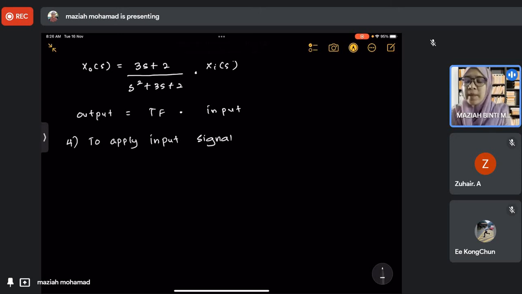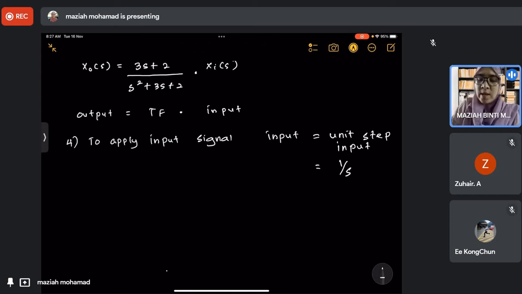Right, so we're going to apply the input signal. So the input is unit step input. Right, so in Laplace form, it will become 1 over s. Okay, I already explained about unit step input last week. Okay, from the table, for the unit step input, it is 1 over s. But if the unit is 2, that will become 2 over s. If the unit is 3, it will become 3 over s. Okay, so we're going to apply that.